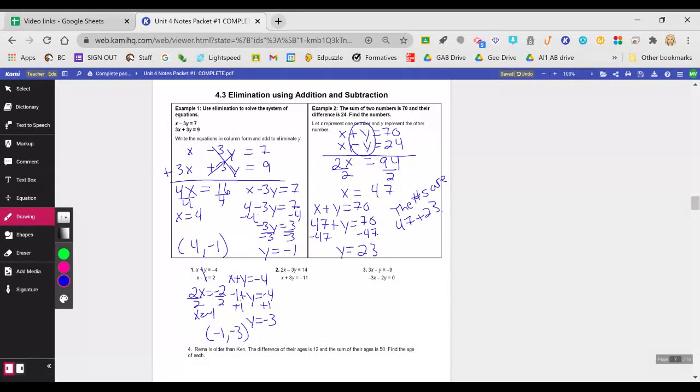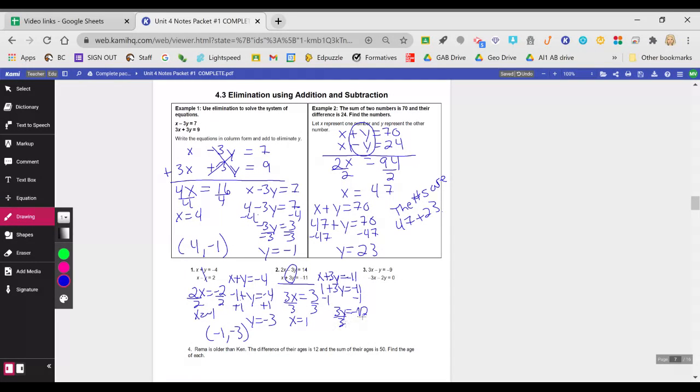Number 2, when I look at it, I notice that 3y and negative 3y will equal 0 when I add them. So again, I add, so 2x plus x is 3x. Negative 3y and 3y equals 0. 14 minus 11 equals 3. Divide by 3, x equals 1. I need to find y, so I'm going to use the bottom equation because it's simpler. x plus 3y equals negative 11. I'm going to substitute 1 for x. I'm going to subtract 1. So I get 3y equals negative 12.